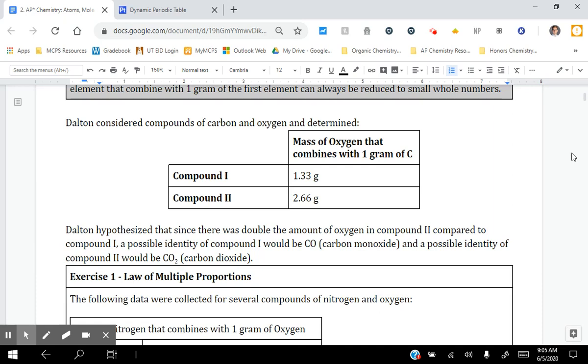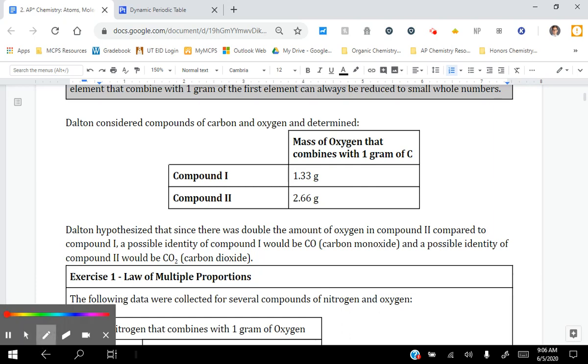So this all started with a famous chemist named Dalton. We're going to look at his atomic theory briefly. But in one of his experiments, he took 1 gram of carbon and determined the mass of oxygen associated with that 1 gram of carbon. And he looked at two different compounds. And he saw that in compound 1, he had 1.33 grams of oxygen for every 1 gram of carbon. And he had 2.66 grams of oxygen in the second compound.